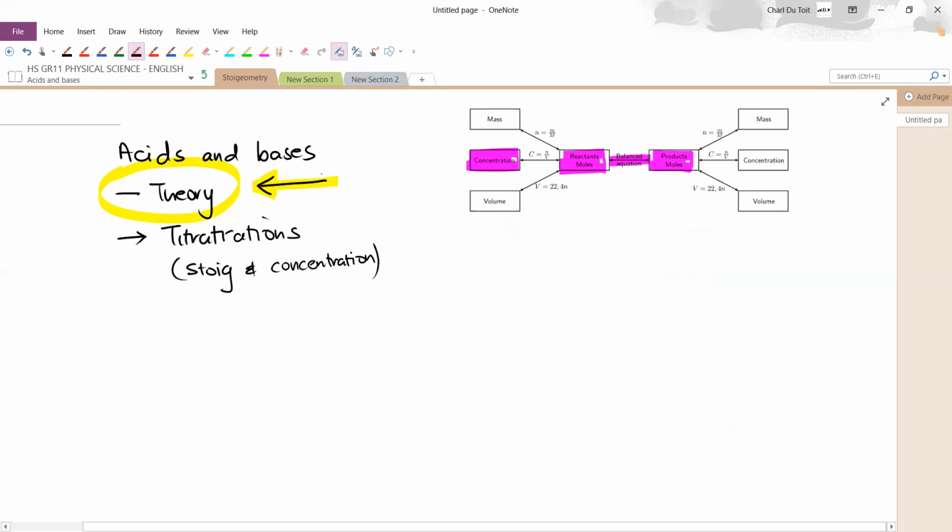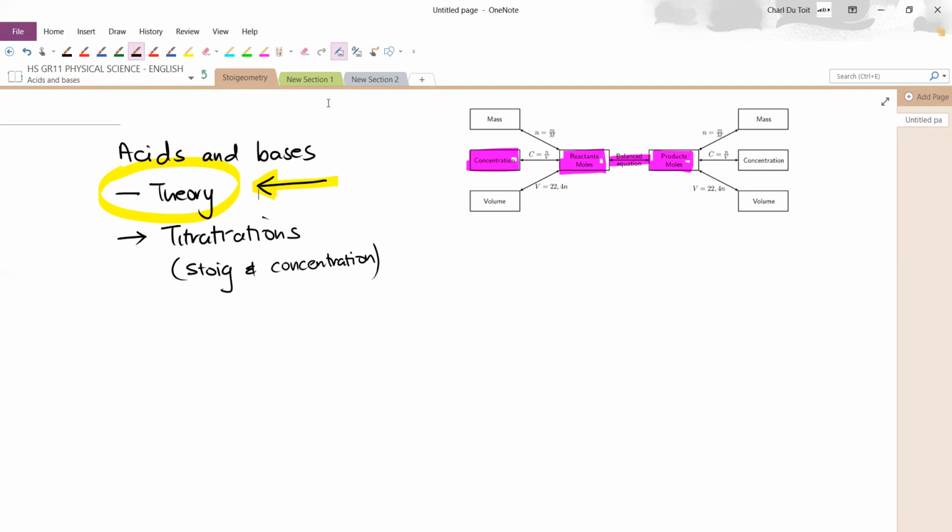Do you know what a conjugate base and acid is? That's theory. I think it's a strong acid that ionizes completely and forms a high concentration of... No, that's a strong acid. What you need to know is how to determine conjugate base and acid pairs.